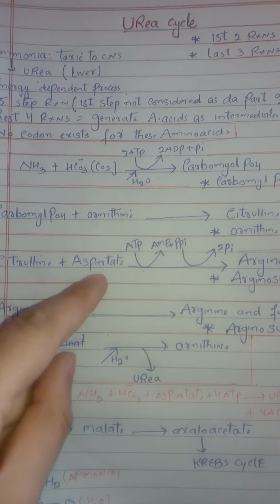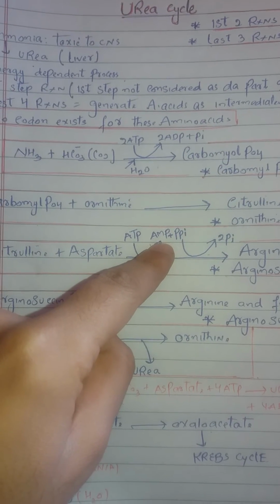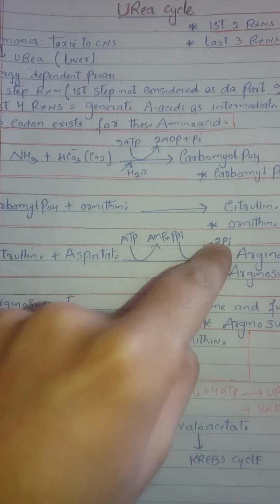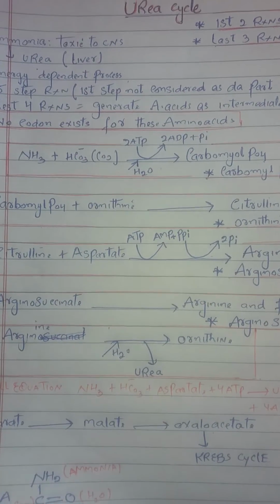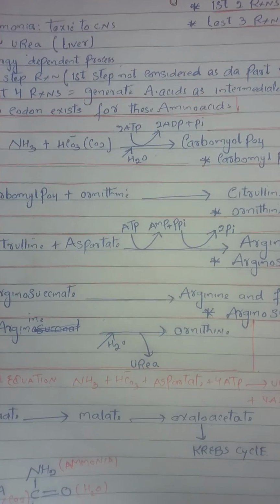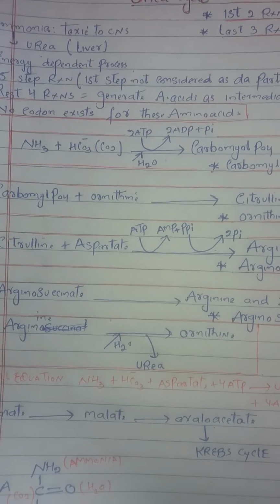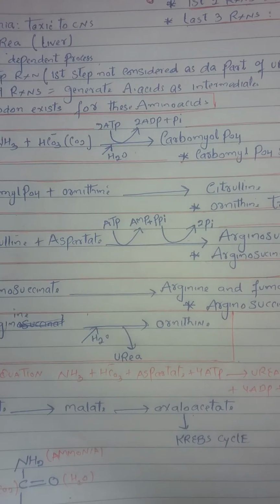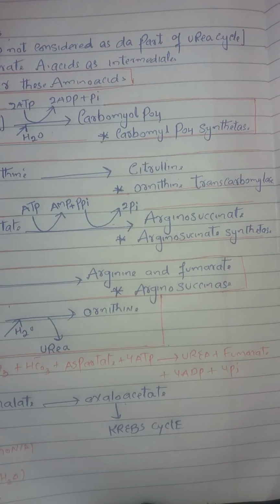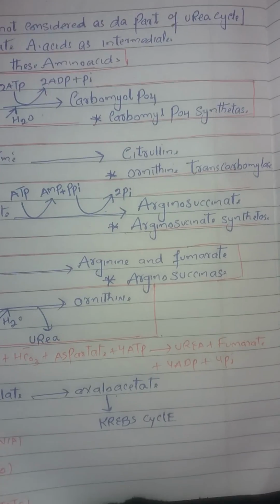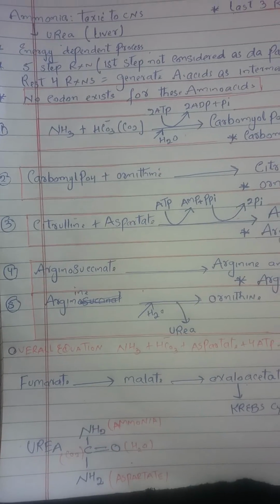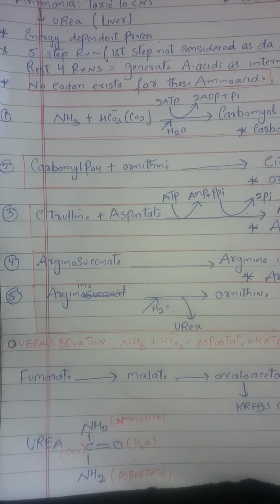In reality, one ATP molecule is consumed, but if we can see here, pyrophosphate is converted to two inorganic phosphates. So this conversion of pyrophosphate into inorganic phosphate is equal to the hydrolysis of one ATP molecule. So totally we have consumed two ATP molecules in a sense, and we form argininosuccinate. The enzyme used is argininosuccinate synthetase. Now this argininosuccinate is taken to the fourth reaction.